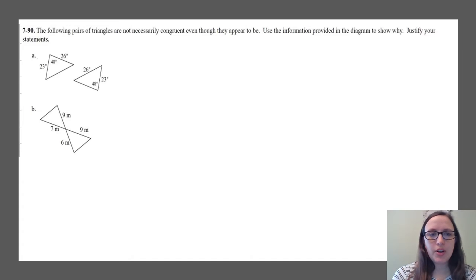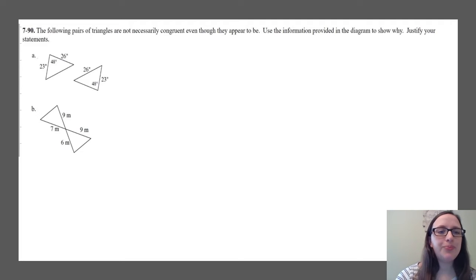All right, so we'll start with number 90. This is just kind of a warm-up problem. Which of the following pairs of triangles are not necessarily congruent, even though they may appear to be? So use the following information shown in the diagram to justify why.